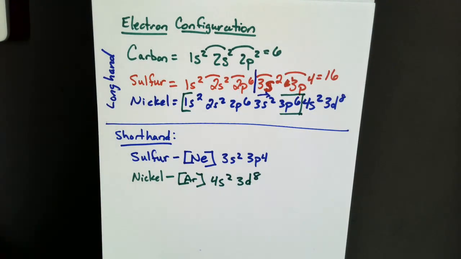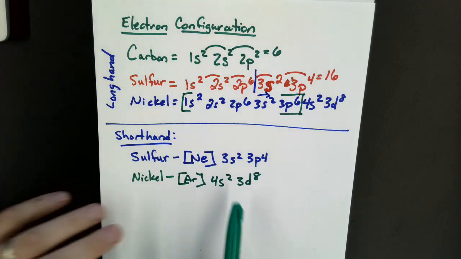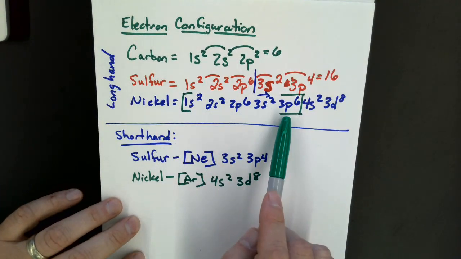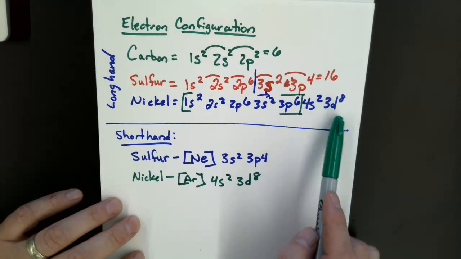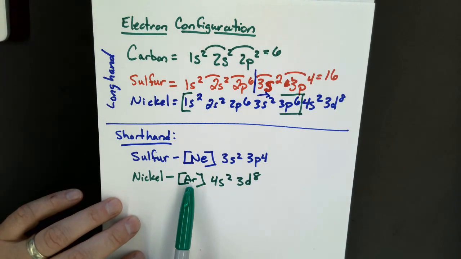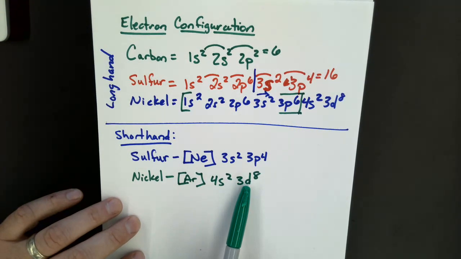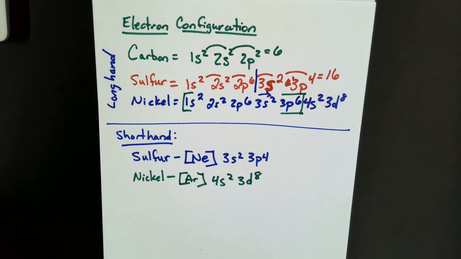3d8. So you can see the shorthand, once we start getting up into those elements, the upper 20s on up, the shorthand really becomes a lot easier than having to write out 1s2, 2s2, 2p6, 3s2, 3p6, and then 4s2, 3d8. Now we just have to put argon in a bracket. This is all assumed, 4s2, 3d8. Again, there are two forms, longhand and shorthand. The shorthand really comes into play once we get to those upper 20s, 30s, and beyond elements.